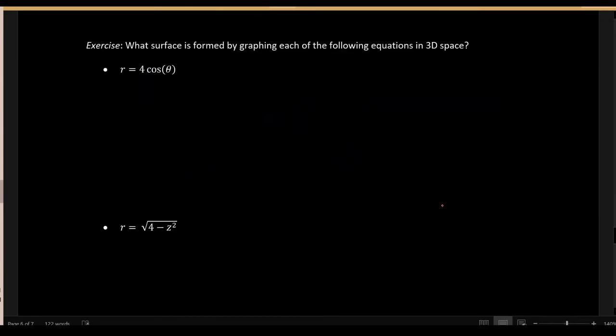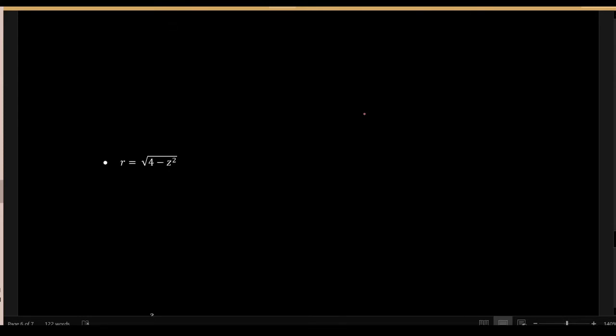Now the last couple of examples that I'm going to show you will be very close to the kind of stuff that you will be looking at in Calculus 4. Let's look at the surface which is formed by graphing each of the following equations in three-dimensional space. When faced with an exercise of this variety, I tend to try one of two approaches. The first thing that I try is to check to see if I can use my graphical and conceptual understanding of the meaning of the coordinates to describe the surface.